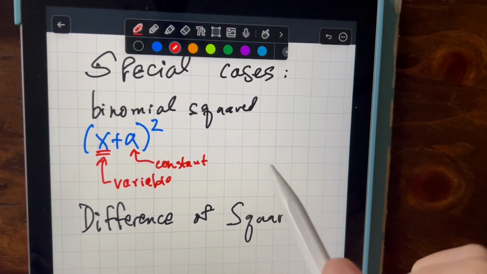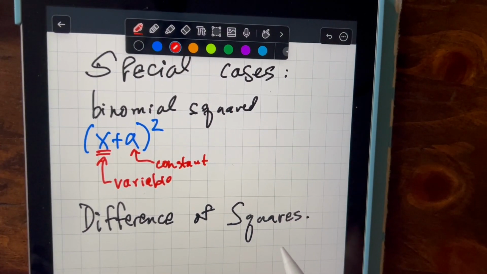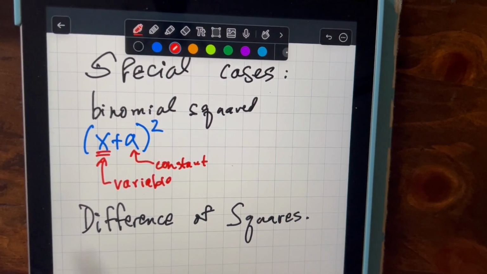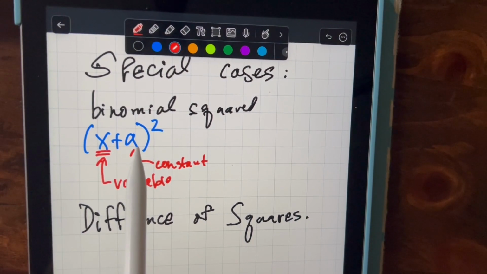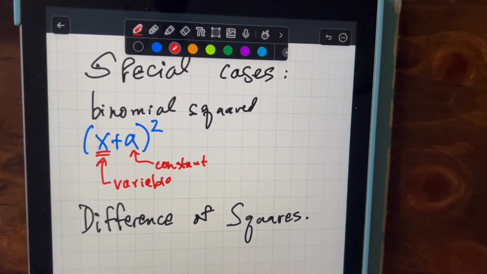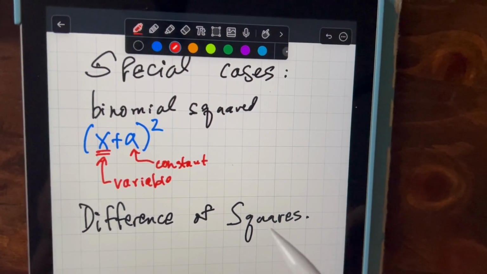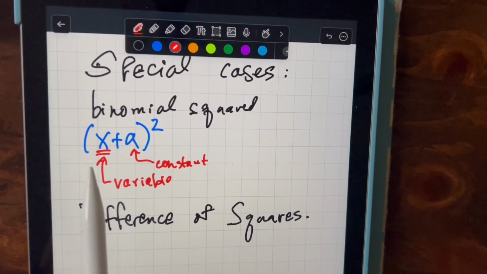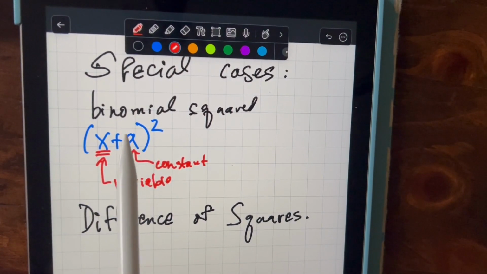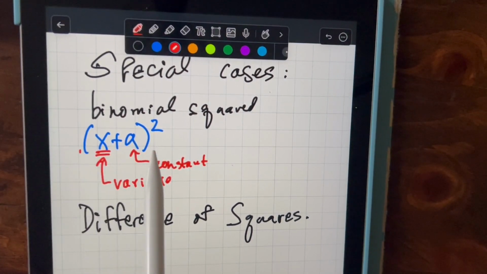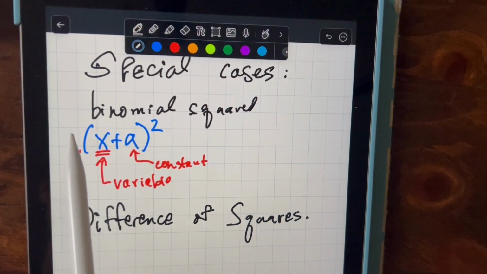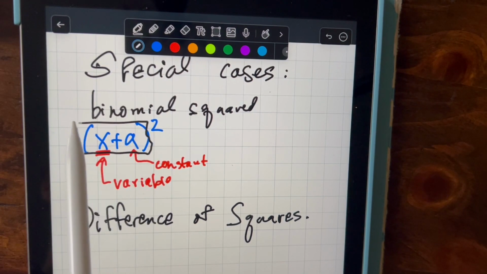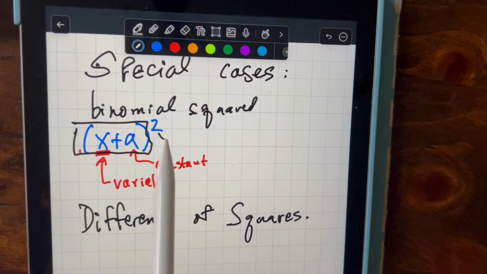Now you might say, oh, Miss Thompson, those are both letters. Correct, but one is the variable and one is the constant. Remember, mathematics is a language. This is a code, okay? I'm teaching you how to read the code. So the parentheses mean that this entire thing is the base, and this is the exponent.